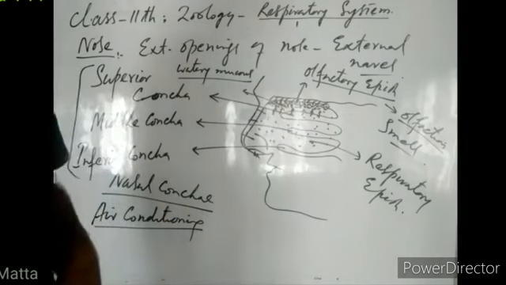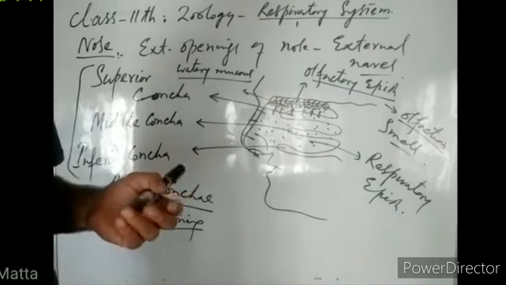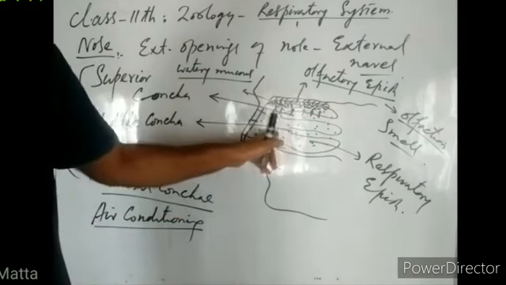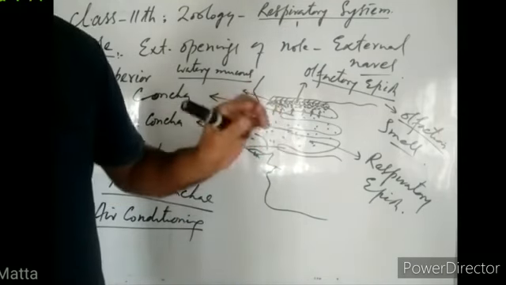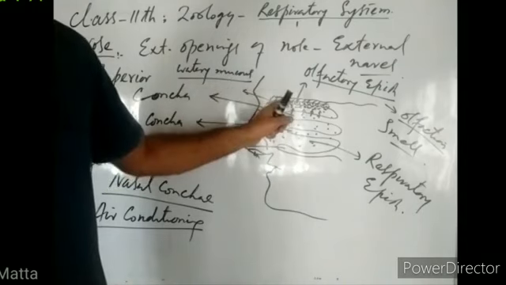When we inhale air, we smell this inhaled air. So when this inhaled air is stopped for a while in the nasal chambers with the help of these nasal conchae, in that time the chemicals present in the inhaled air dissolve in the watery mucus of the olfactory epithelium.